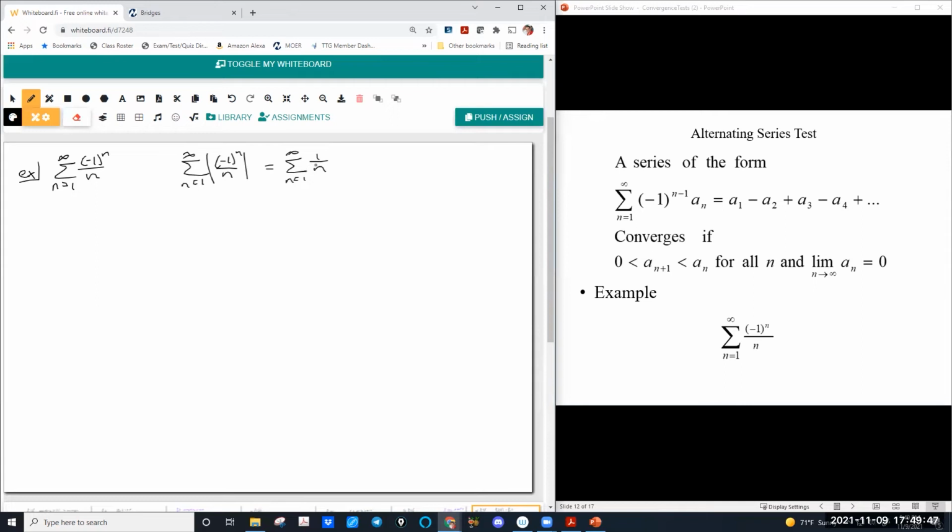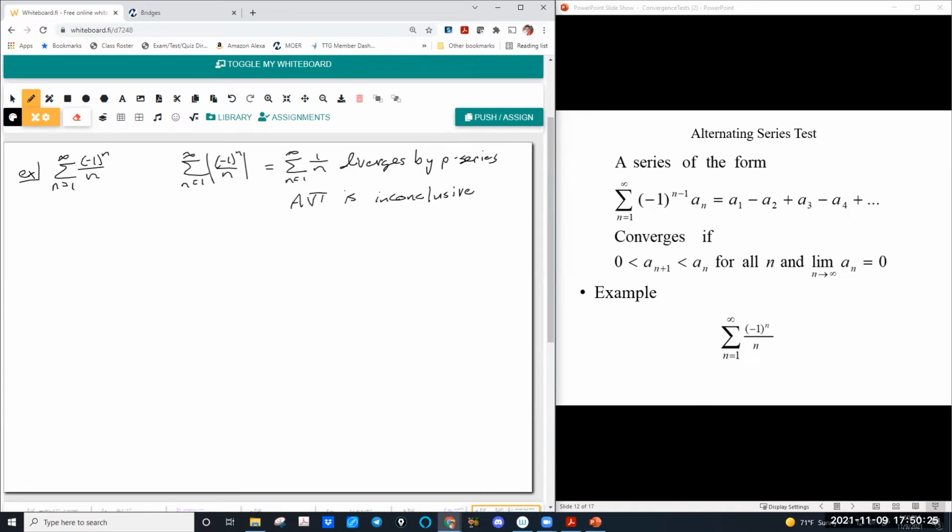Now, we've done this one before, but if we hadn't, well, we've got a p series, and the p is equal to 1. So we know this diverges by p series, which means the absolute value test is inconclusive. It can only test for convergence. So we need this one. We absolutely do have to go to the alternating series test.